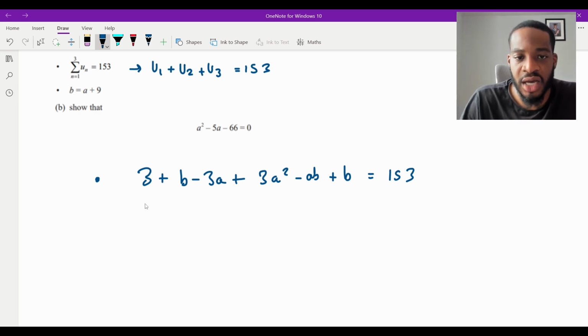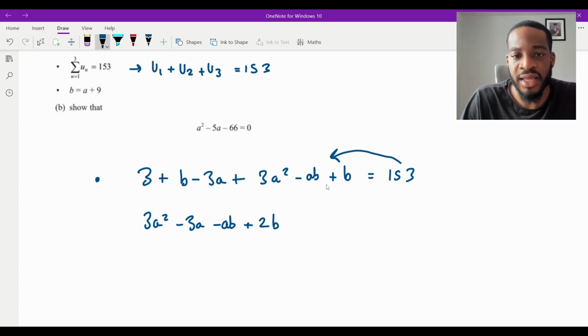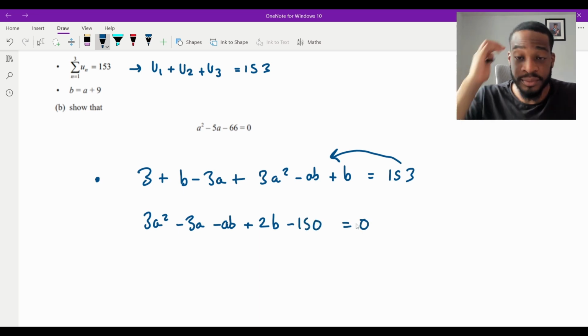But before that, let me just tidy up a bit. So I'm going to put the 3a squared first. I've got a minus 3a. I've also got a minus ab. And then I've got two b's, don't I? I've got a 2b there. And then if I move this 153 over to the left, that's just going to be minus 150. And that's going to equal 0, isn't it?